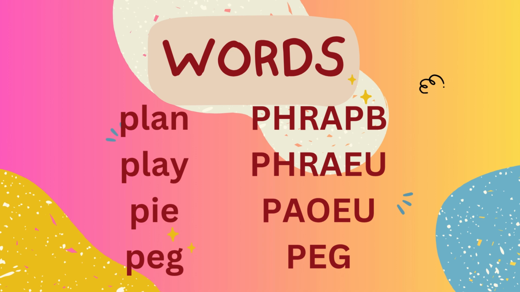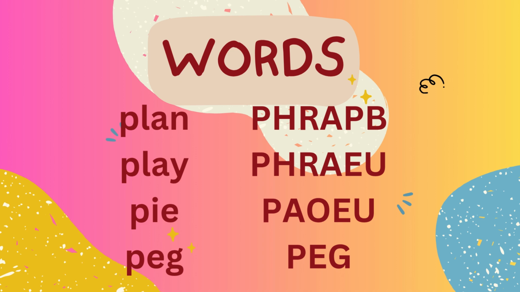Plan: its initial P and then initial L for HR, vowel A, and then final PB for final N. Play: initial P, initial HR, and then long A. Pie: initial P, and then long I. So long I is again A-O-E and U. Peg: initial P, vowel E, and final G.